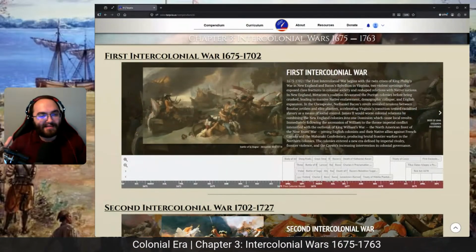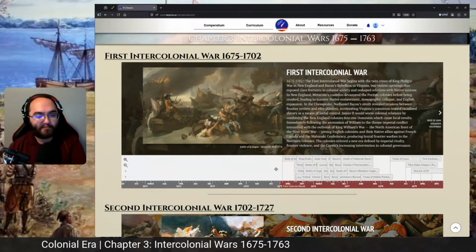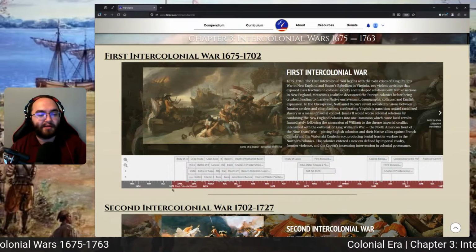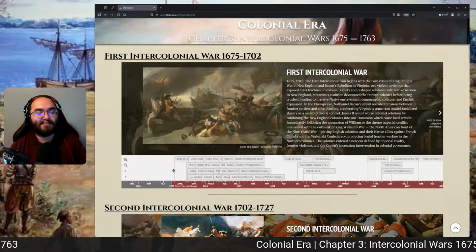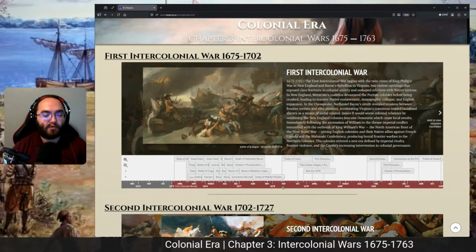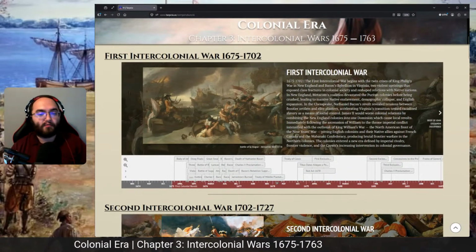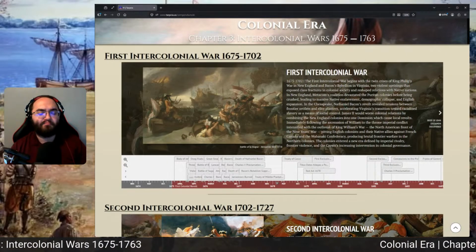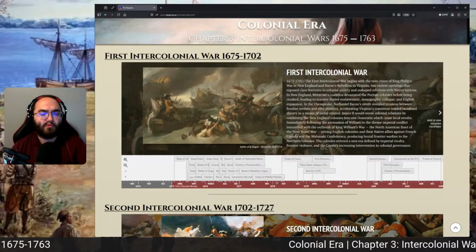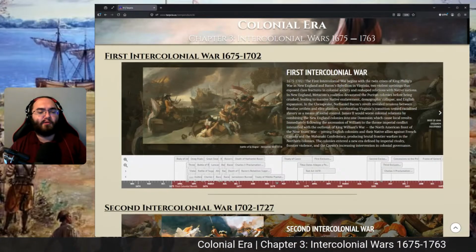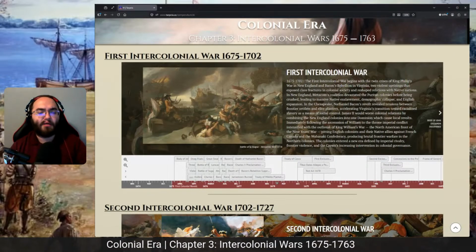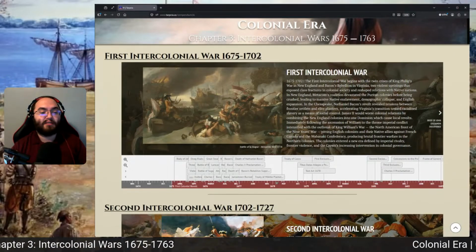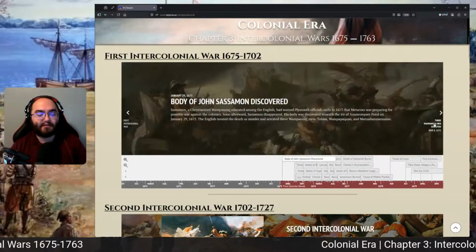And so we begin in 1675. This is still the reign of Charles II. He has 10 more years in his reign, and starting in 1675 and lasting for a couple of years, we have 2 conflicts that aren't really related, but they're happening at the same time. You have King Philip's War, which is in the New England area, and then you have Bacon's Rebellion in Virginia. So both of these things are happening at the same time.